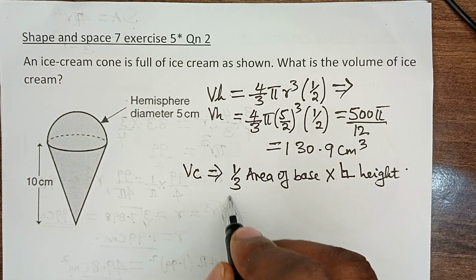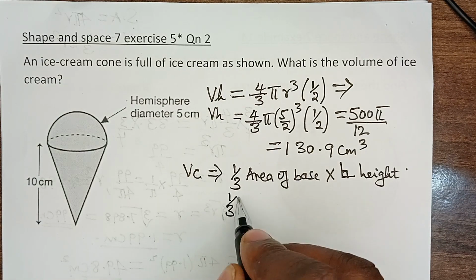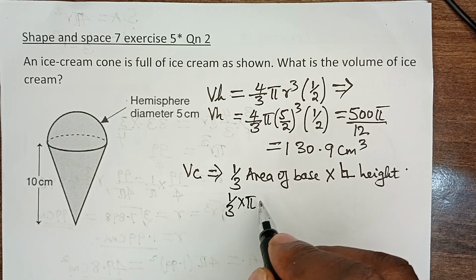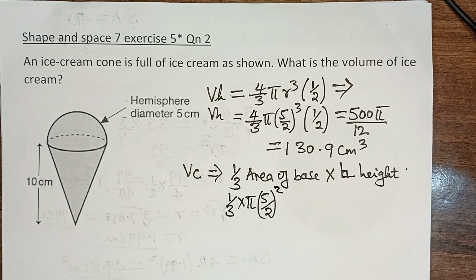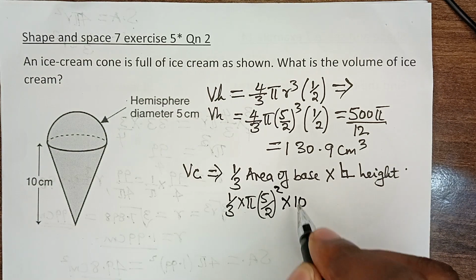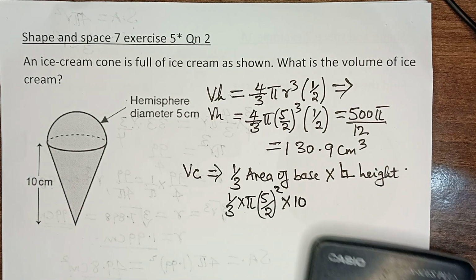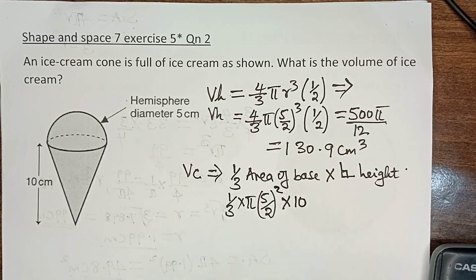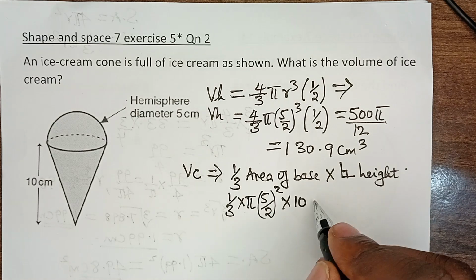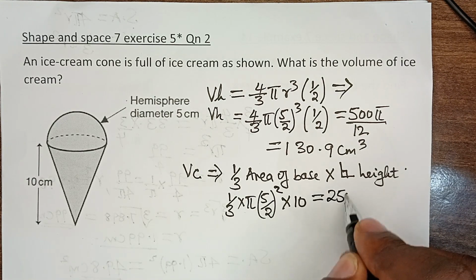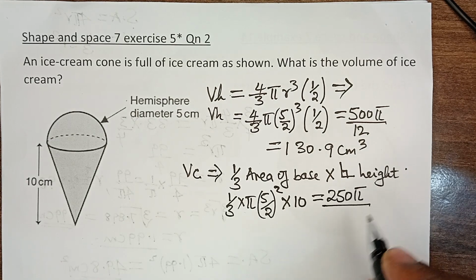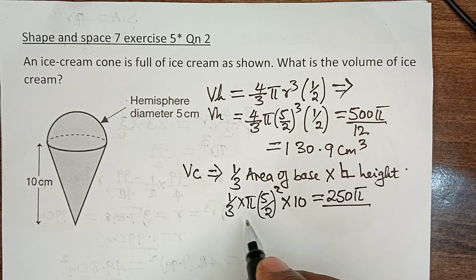And we are talking about a third times pi r squared times the perpendicular height, where r is 5/2, squared, and the height is 10. It goes without saying, 5 squared is 25. 25 times 10 is 250 pi at the numerator, and then at the denominator 3 times 2, which is 6.